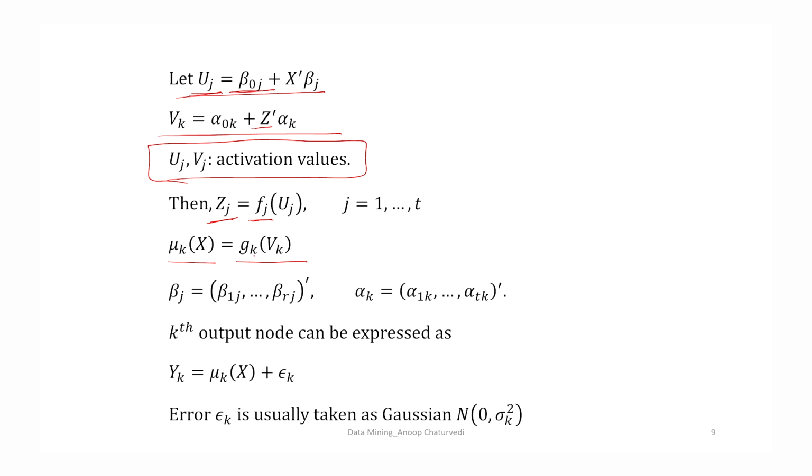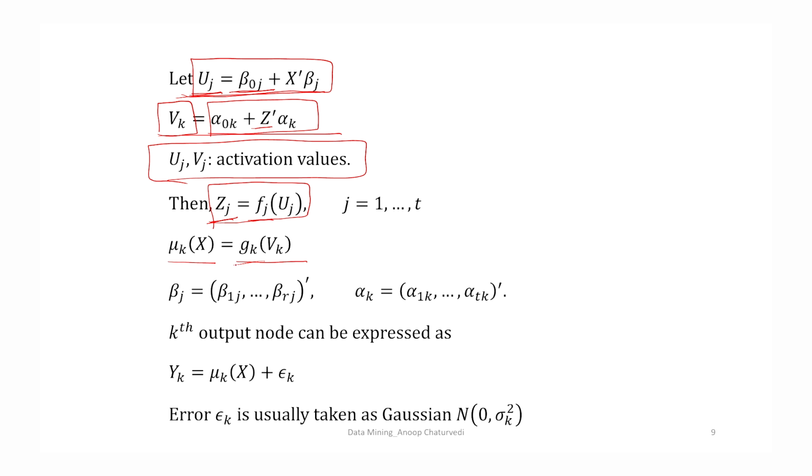So, ultimately what we are doing, first we are combining the input variables, and then we get this activation value, and then we apply this activation function to get the values corresponding to the hidden layer, and then we get V k by combining the values which we obtain from the hidden layer, and then we use the activation function g k to get the final output.